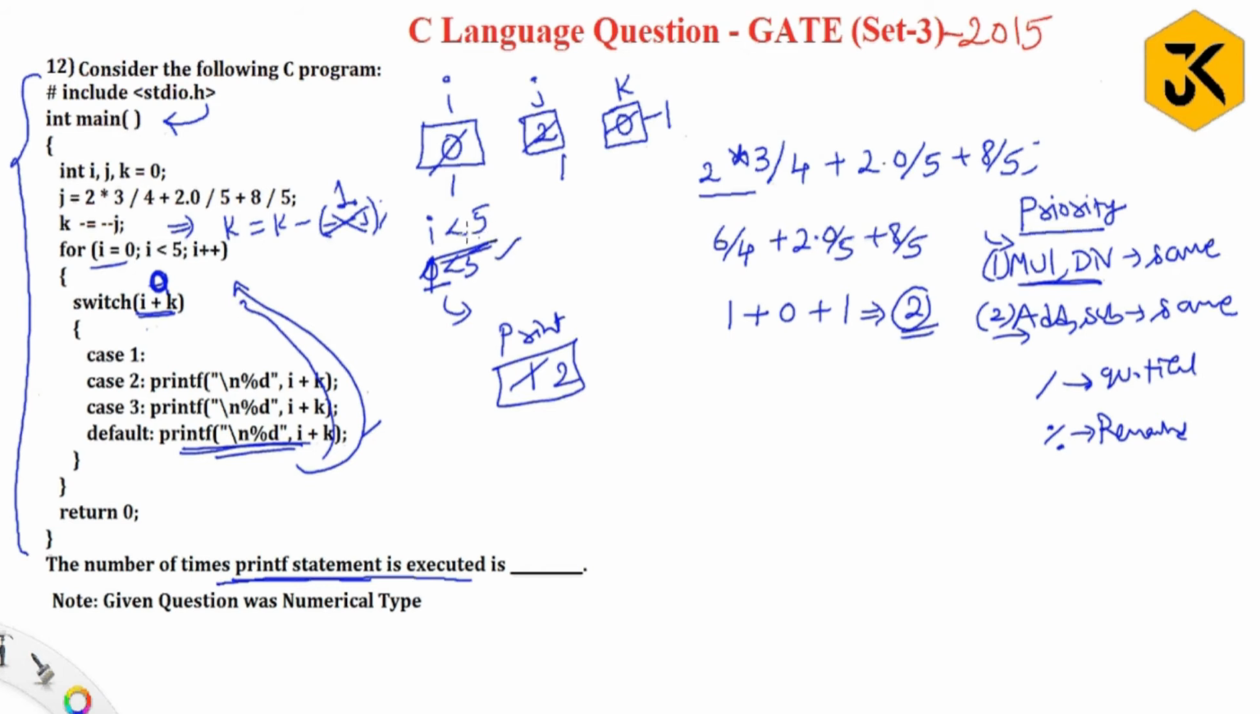Now the for loop once again. The i value is now 2. 2 less than 5? Yes. Now switch of i plus k. The i value is 2, 2 minus 1, that is plus 1. So 1 matches with case 1. Now there is no print statement here. Even though there is no print statement here, it is going to execute all the following statements. Why? Because the important point is that in this switch case, they didn't mention any break statement anywhere. If they didn't mention any break statement, it is going to execute everything continuously. It won't check.